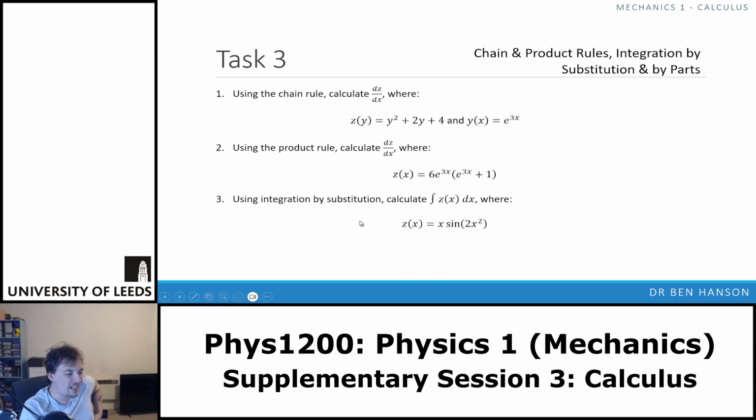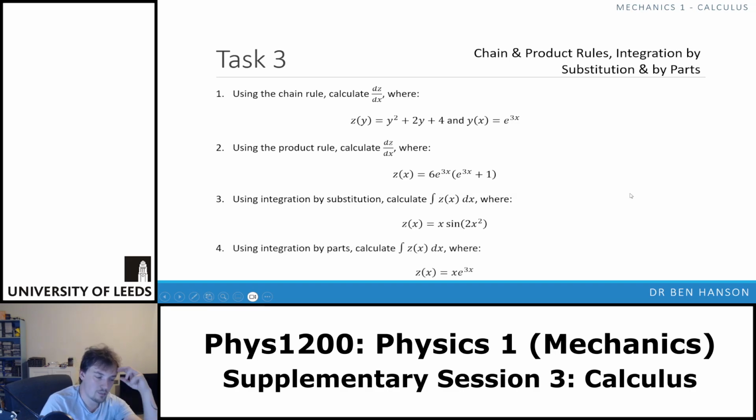Using integration by substitution, calculate the integral of z of x dx, where z of x is equal to x sine of 2x squared. So that one's a tricky one. It's quite tricky. Have a look up at integration by substitution and have a go at that one.